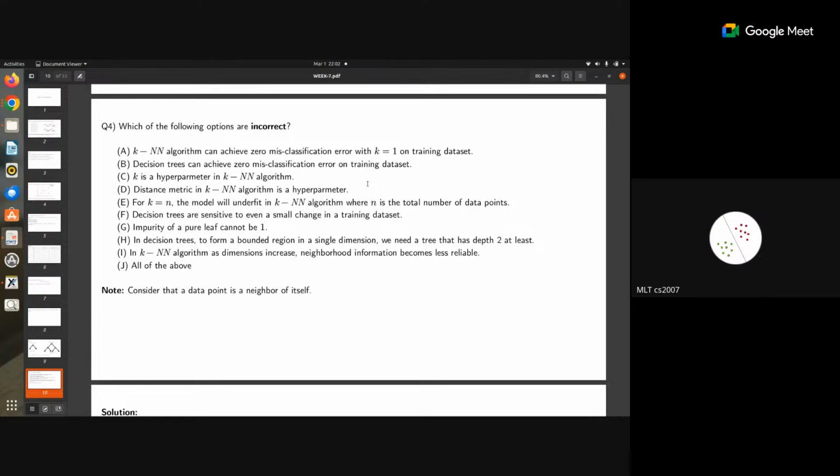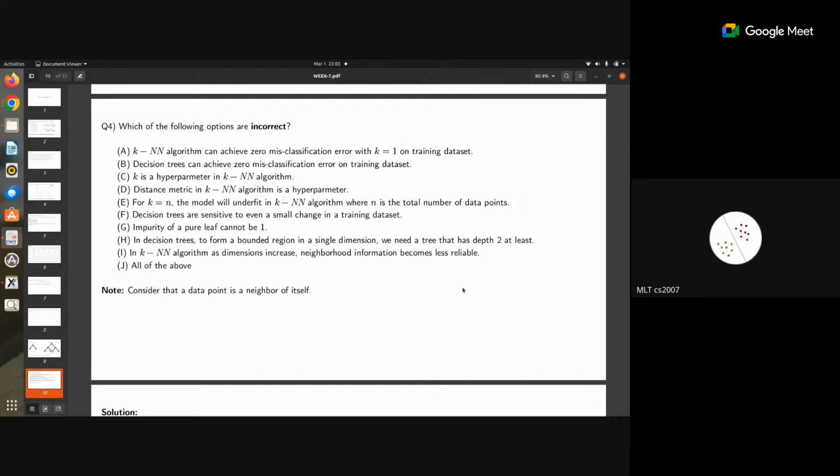K is a hyperparameter in K nearest neighbor. Yes, it's a hyperparameter. Yes, exactly, definitely correct. What about option D? Distance metric, what is the distance metric? No, no, it is wrong. This is incorrect.